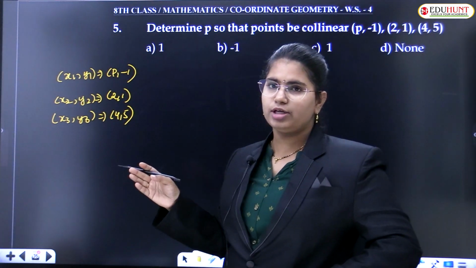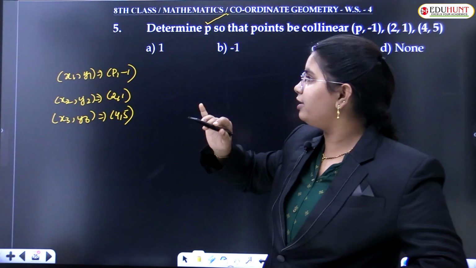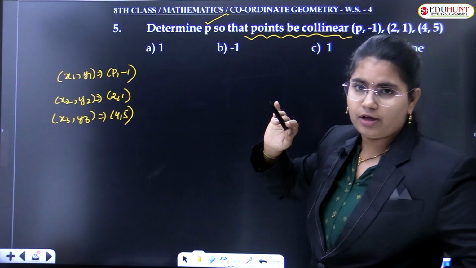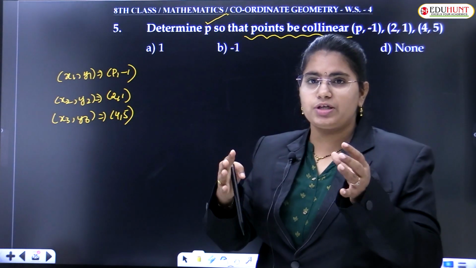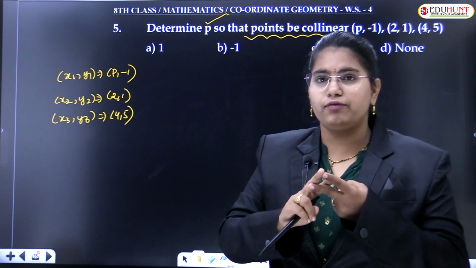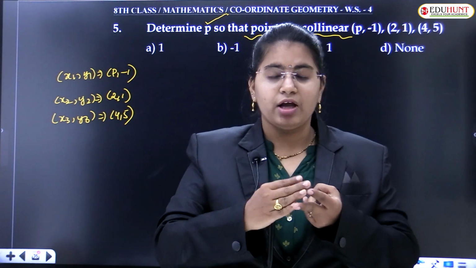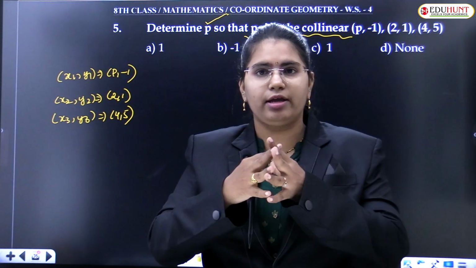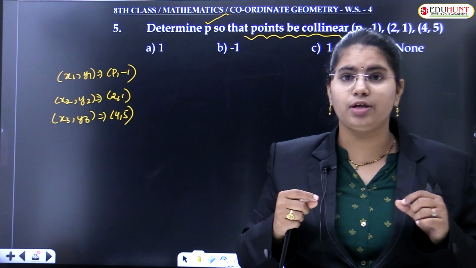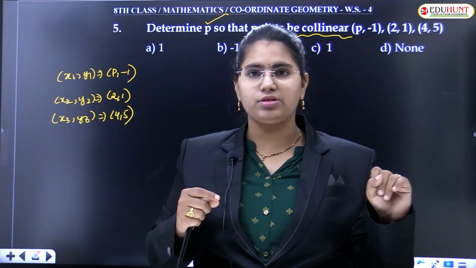So what do you need to find? You need to find the value of P, and it is given that the points are collinear. If the question mentions the points are collinear, you can solve in 2 different ways. What is the definition of collinear? Collinear means all the 3 points lie on the same line, and hence I can conclude my area of triangle is becoming 0. I told you this in the note concept in the beginning of the session, right?